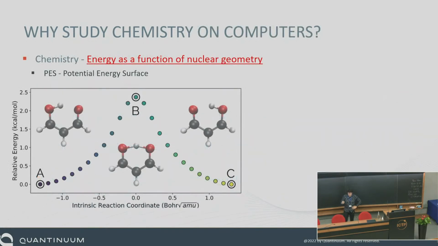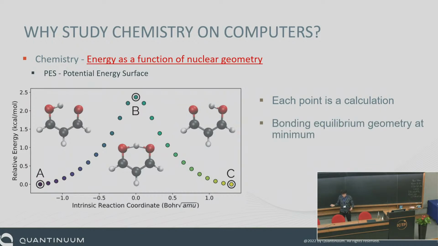But if we want to go a bit deeper, why study chemistry on computers? We essentially have energy as a function of nuclear geometry. We have this thing called the potential energy surface, where each point on this surface is a quantum chemistry calculation. It can be semi-empirical. The level of theory is up to you, it's your choice. Obviously, you'll get better results if you use a more advanced level of theory.